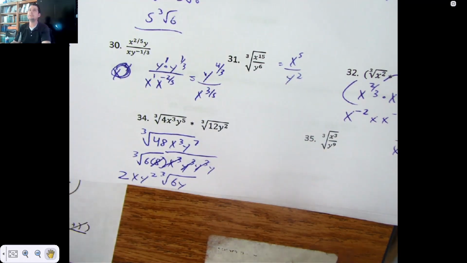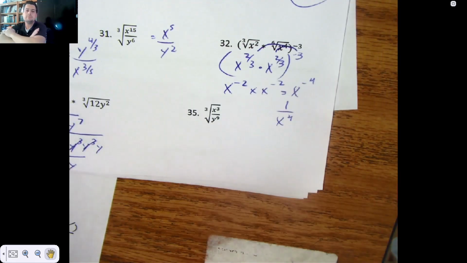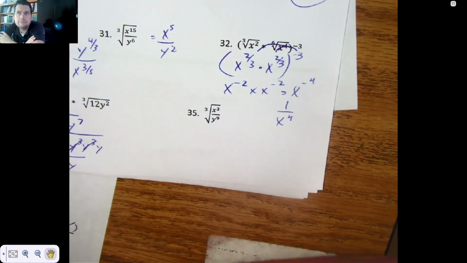Ta-da! And the last one I'm going to do, because then I'm going to get something to eat probably. I'll be back here at 12:15. Should give me enough time to eat and chill.